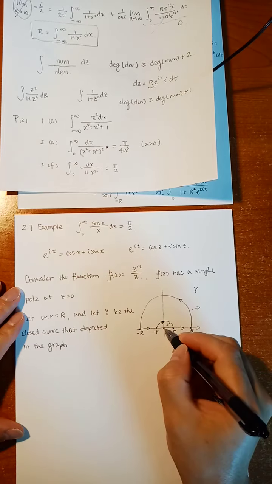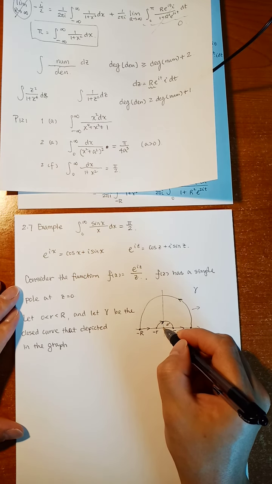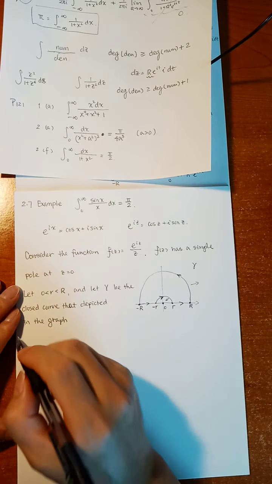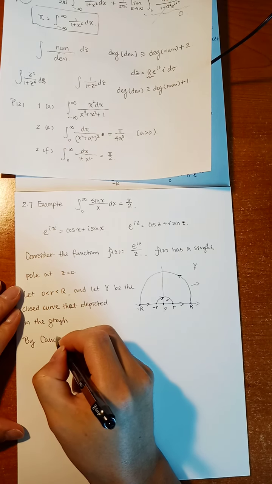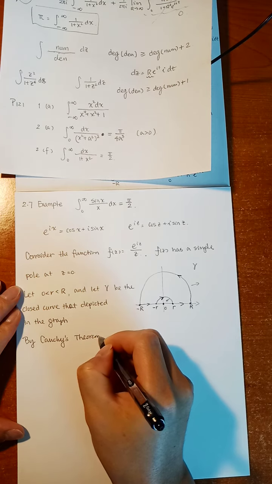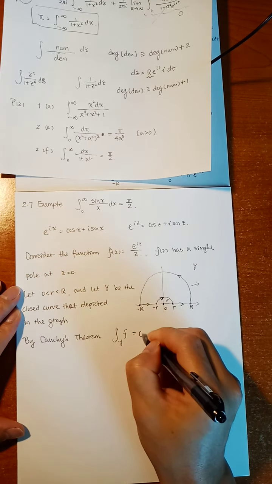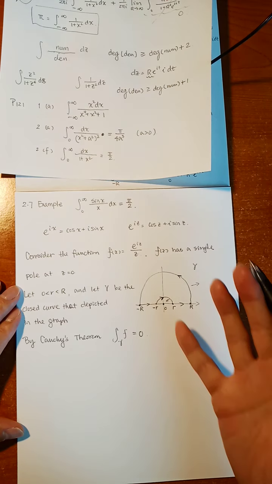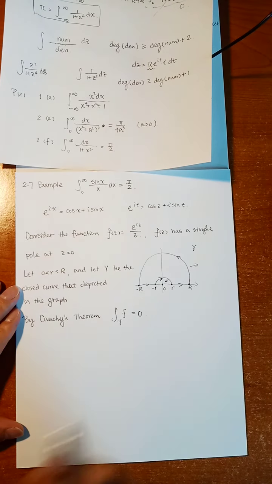In this gamma, remember that there's only one simple pole. It's here, outside this path. So by Cauchy's theorem, what do we have? The integral of f along gamma is equal to 0. Nothing inside, no bad point inside, so it's 0.